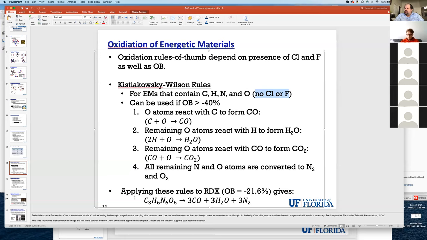So if we apply these rules to RDX, which has an oxygen balance of negative 21.6, meaning we can use this rule here. First we have six oxygen atoms and three carbons. We take all of these carbon atoms and react them with the available oxygen. There are six oxygens, which is more than enough to oxidize our three carbons into CO. So that forms 3CO. Then after that, we have three oxygen atoms left and six H atoms. That is exactly enough oxygen and hydrogen to form three H2O molecules.